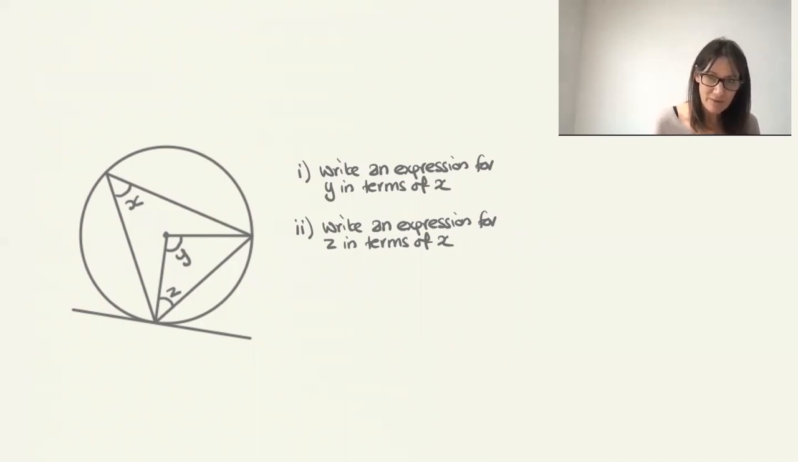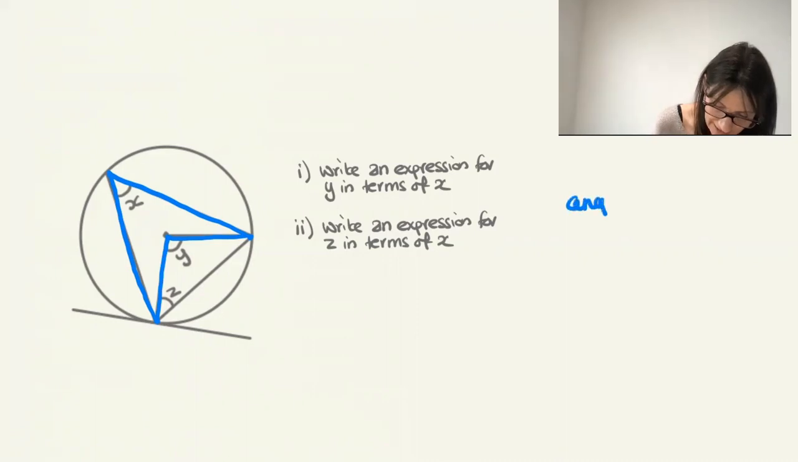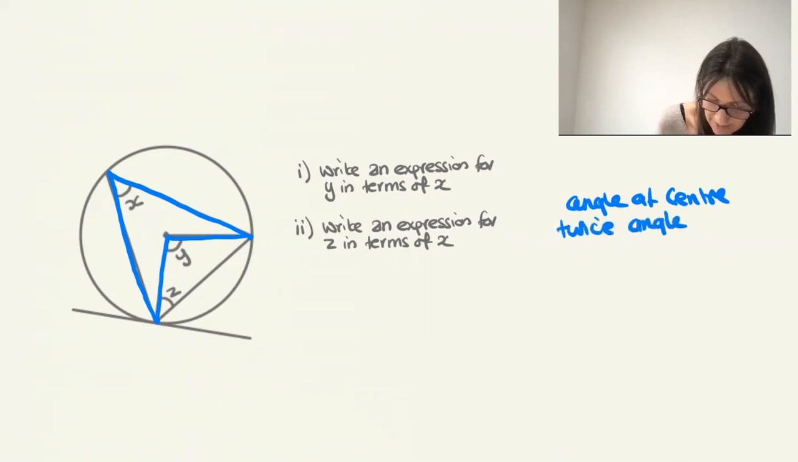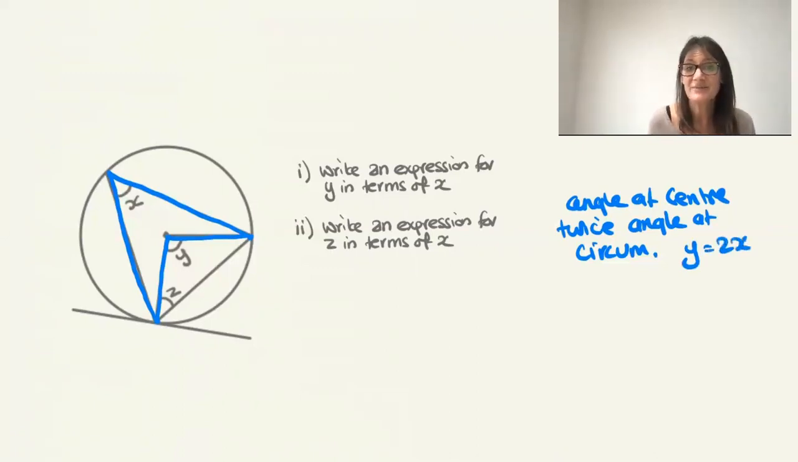Okay, so the first one, y, is the easier one out of the two, okay? I've got my points, and from the point, I go to the center, or I can follow a couple of different lines that take me to the circumference. So this is the angle at the center is twice the angle at the circumference. So angle at center twice angle at circumference, which means if the circumference is x, y is going to be 2x. All right, so that's the first bit done.